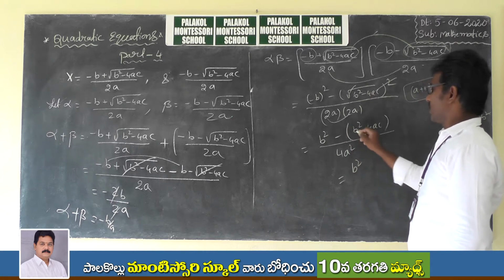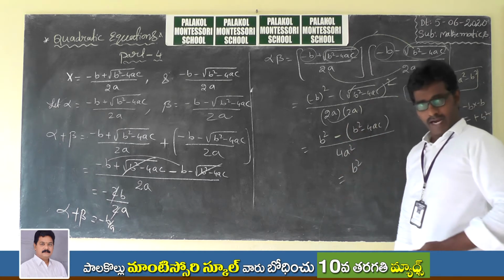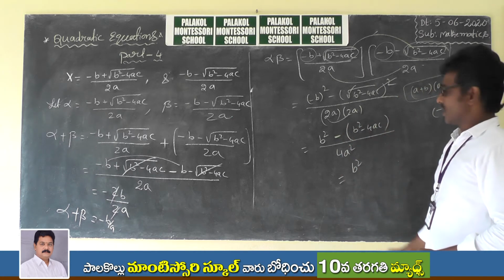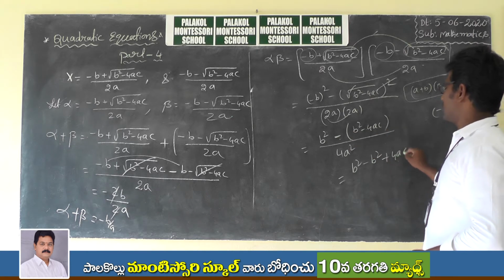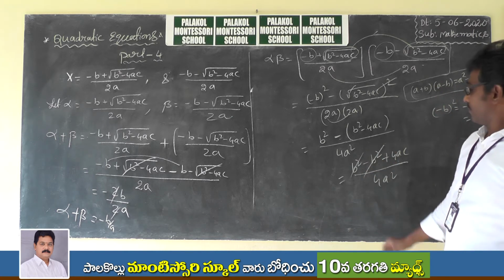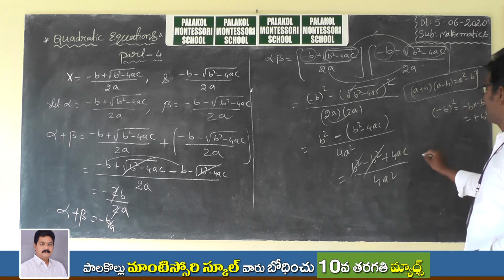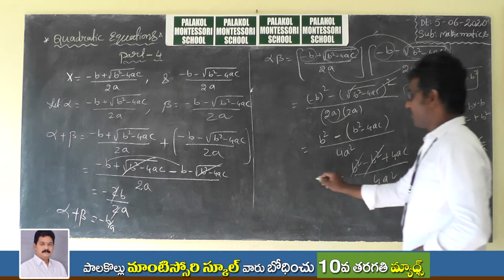So b square, as you remove the bracket, it multiplies with the minus in these terms. So minus b square plus 4ac by 4a square, and minus b square is cancelled. 4ac by 4a square: 4 cancels, a cancels, so c by a. This is the product of roots.